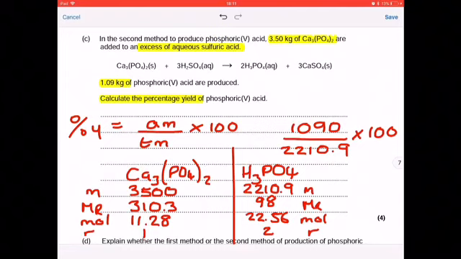And then you can use those bits of information there to calculate the percentage yield, and the percentage yield comes out as 49.3%.